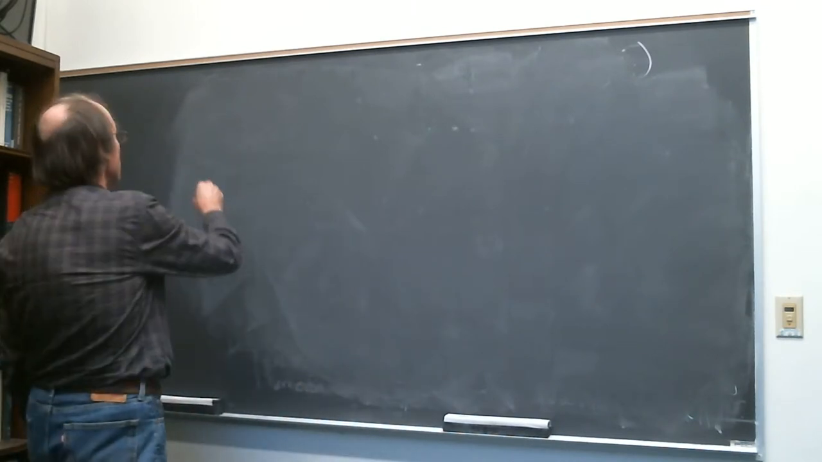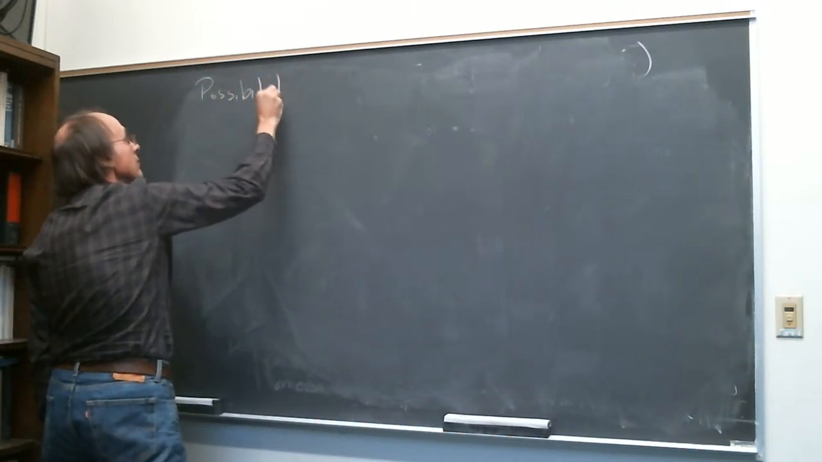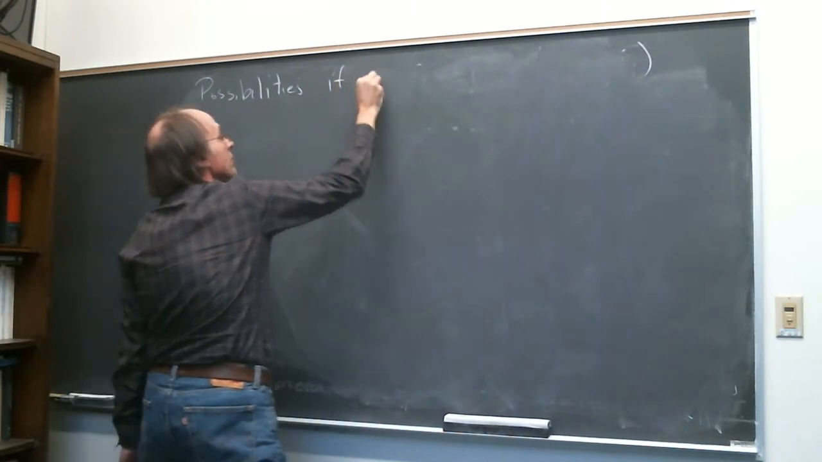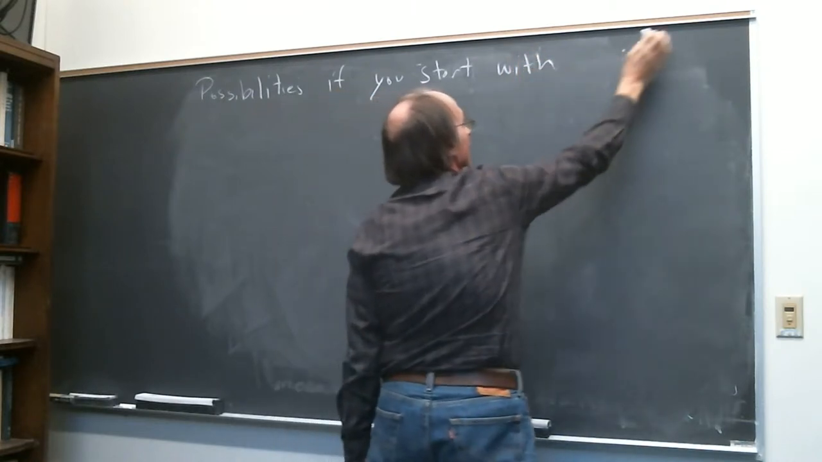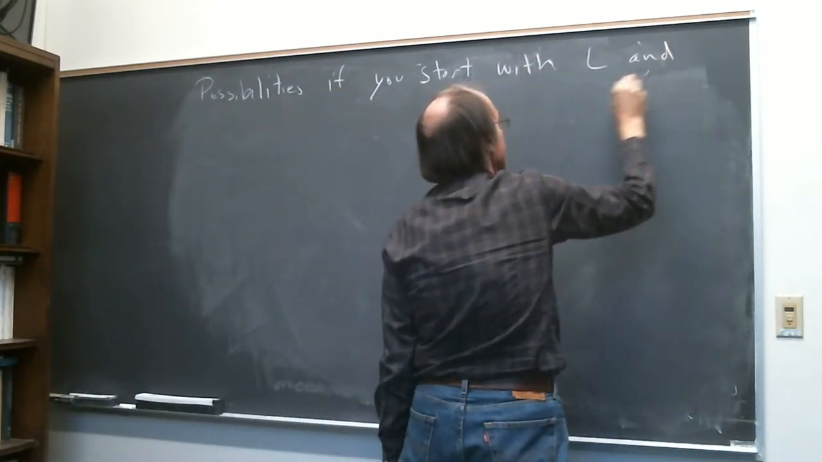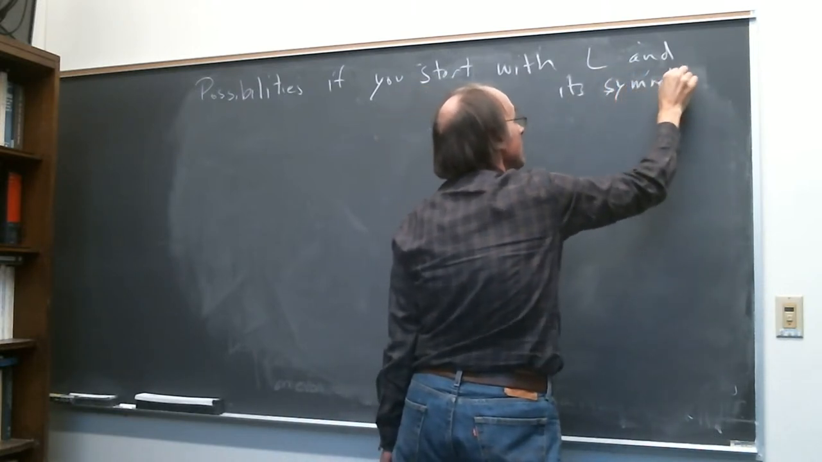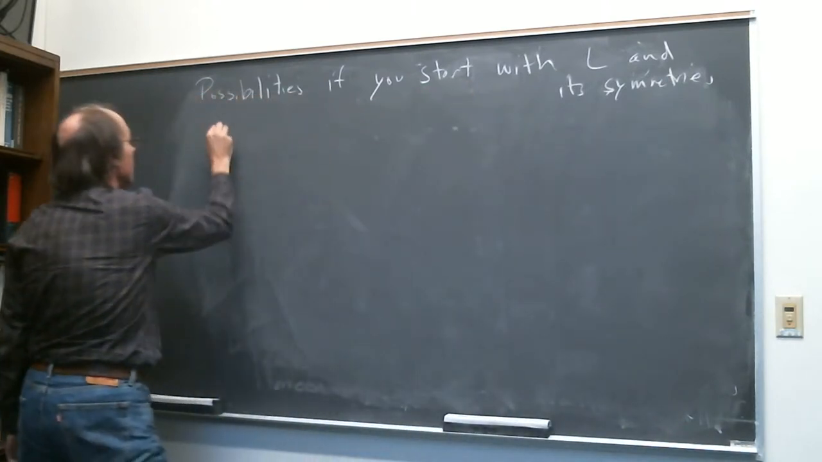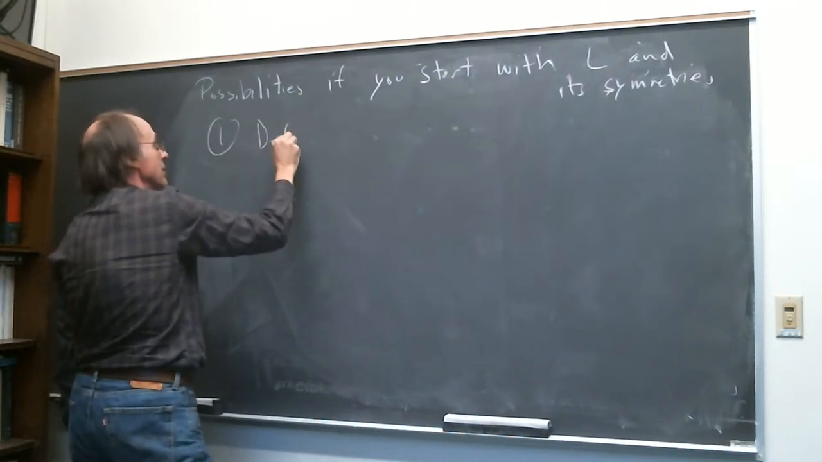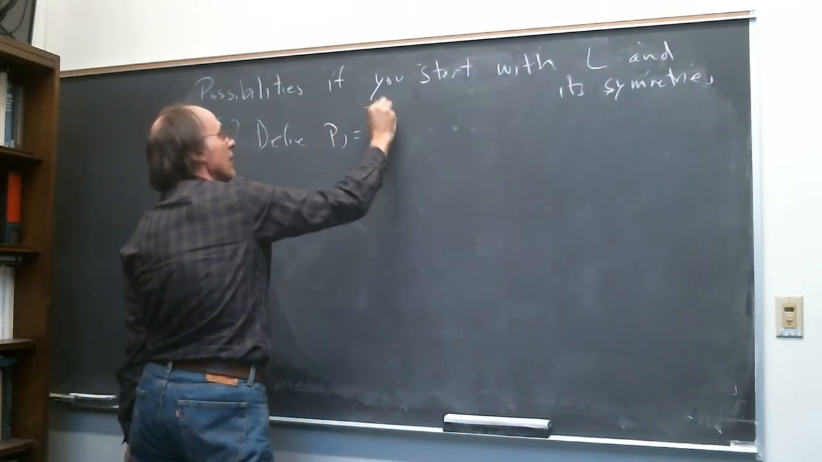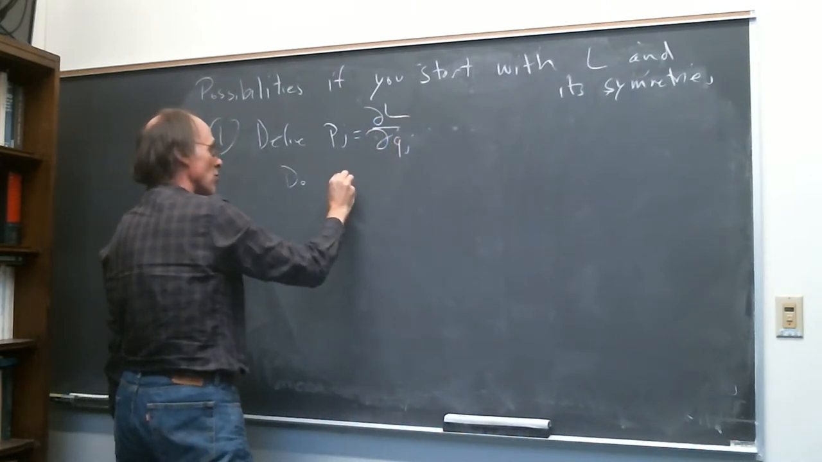So one thing you could do, among the possibilities, is to start with L and its symmetries. One thing you can do is define J_j as ∂L/∂q̇_j, and then do canonical quantization.